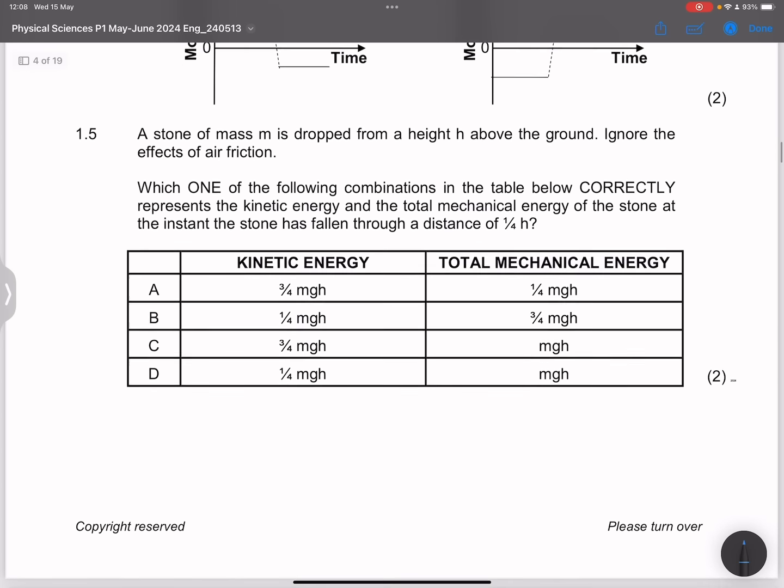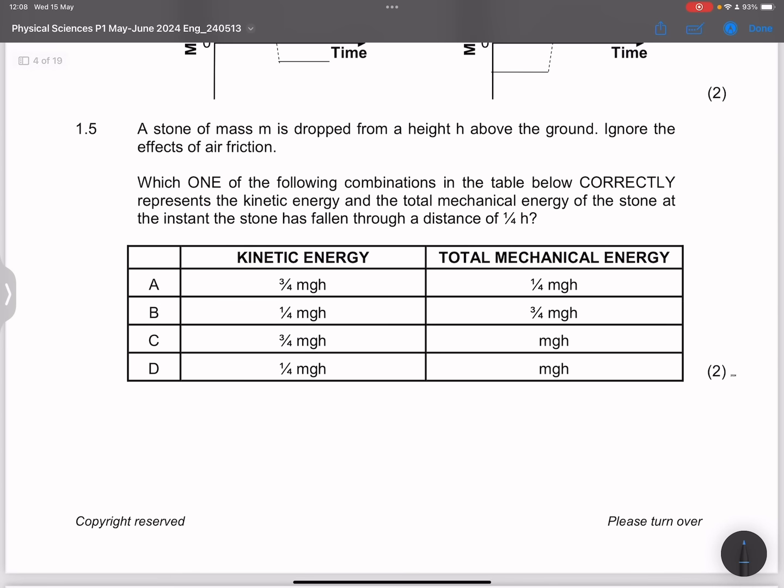All right, so the next question. They say a stone of mass M is dropped from a height h above the ground. Ignore the effects of friction. Which one of the following combinations in the table below correctly represents the kinetic energy and the total mechanical energy of the stone at the instant the stone has fallen through a distance 1/4 h?